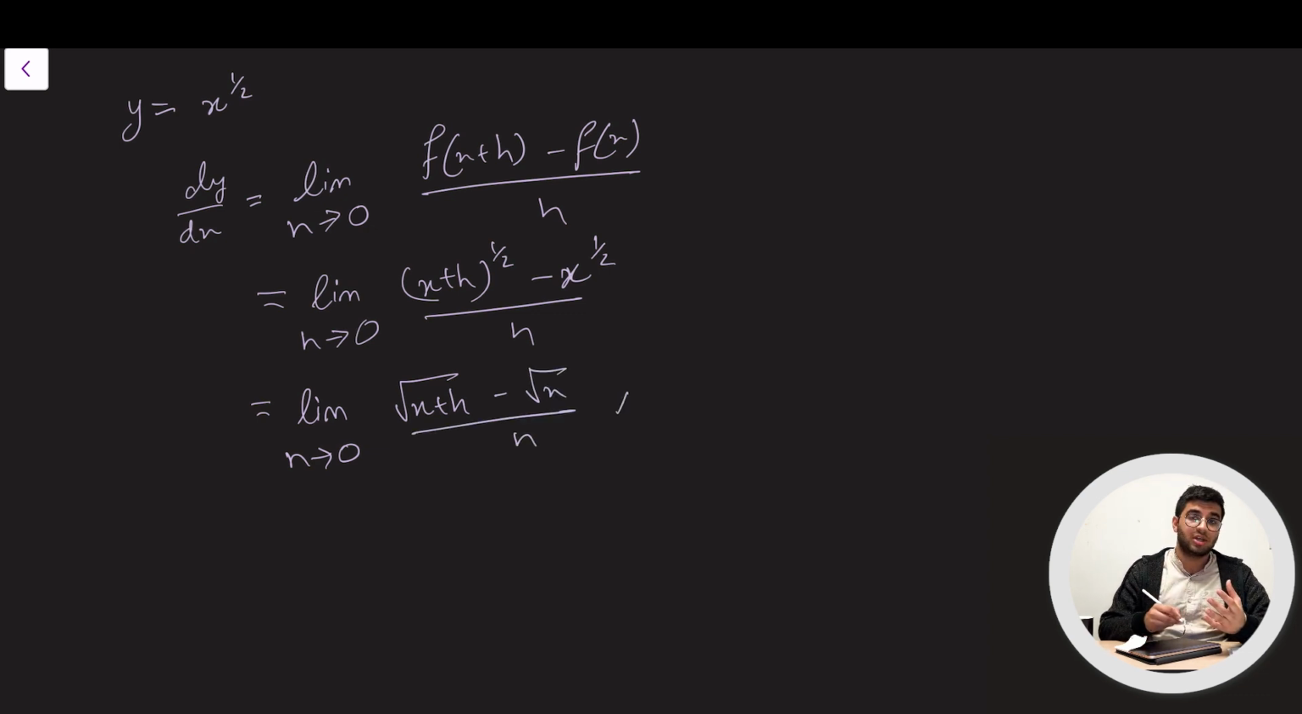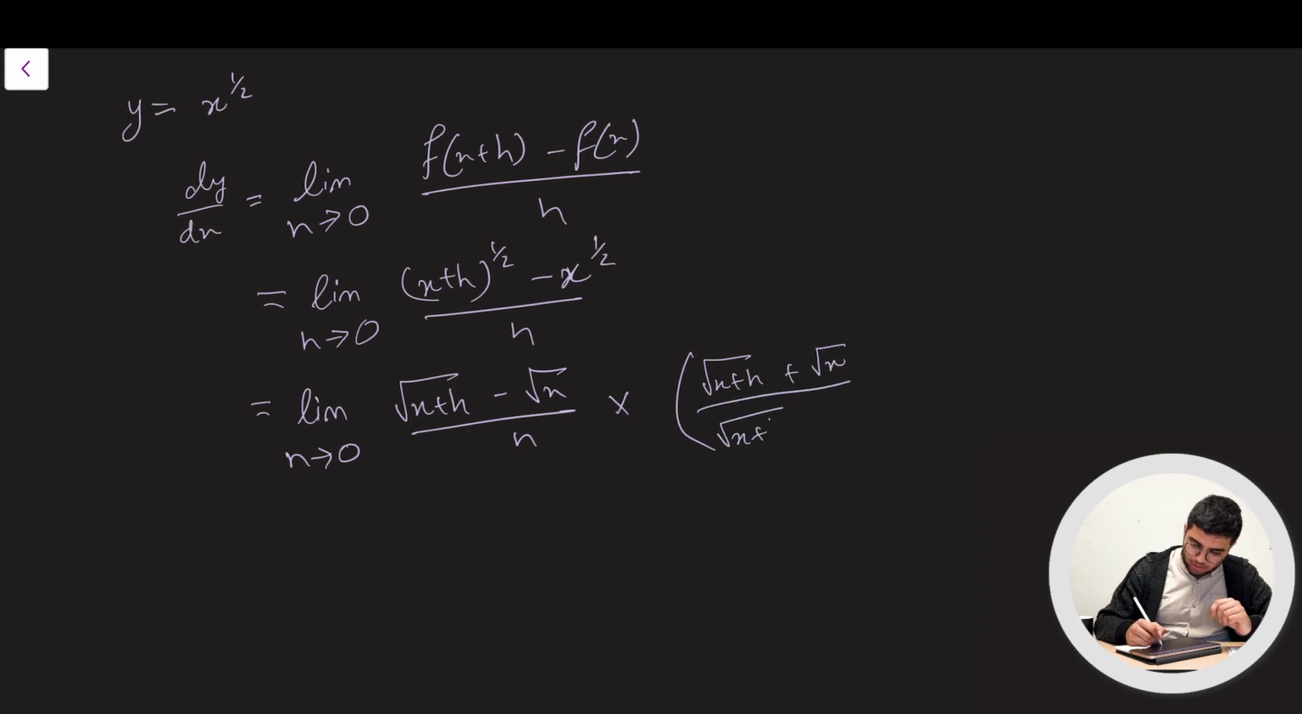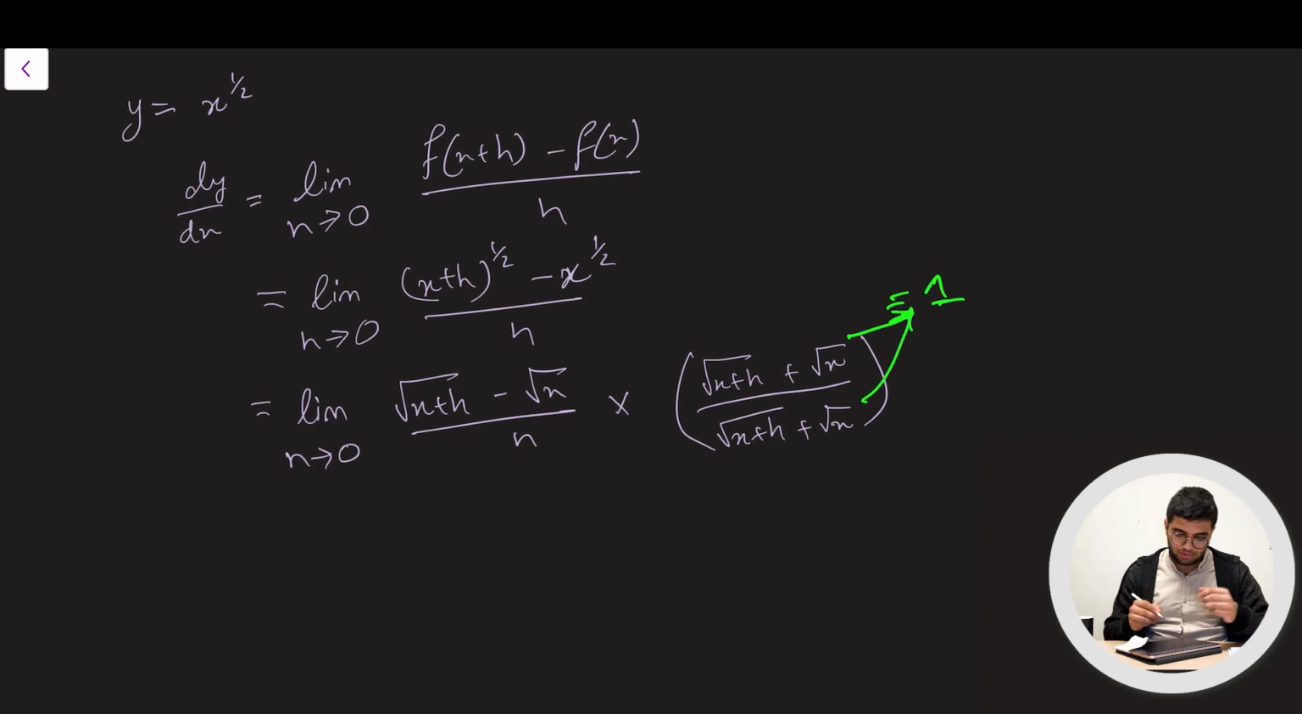The way we use a conjugate is by timesing this whole thing by square root x plus h plus root x all over square root x plus h plus root x. Now, why does this work? Because here we are really just dividing one thing by the same thing, so we're really just multiplying by 1. That is literally the same thing, and this whole thing just equals 1. So we're not changing what we have here. In fact, we just manipulated it a little bit.